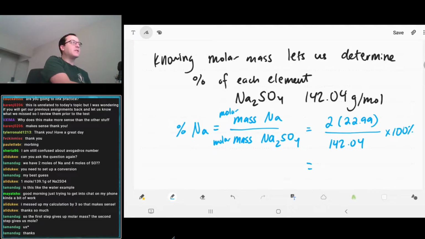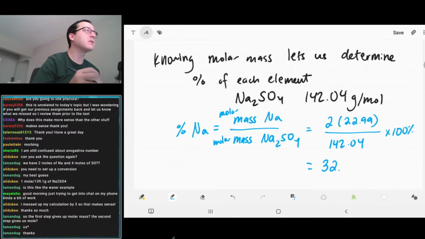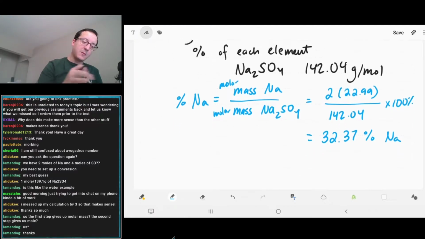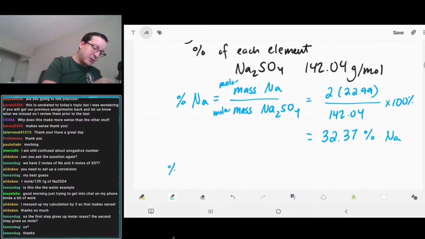So, if we go ahead and do that, 2 times 22.99 divided by 142.04 times 100 gives us 32, let's just do 4 sig figs, percent sodium. So we're able to calculate that sodium sulfate, the compound up there, is about 32% sodium. And we can do the same with the rest of them. If we wanted to do sulfur next, it's exactly the same idea.